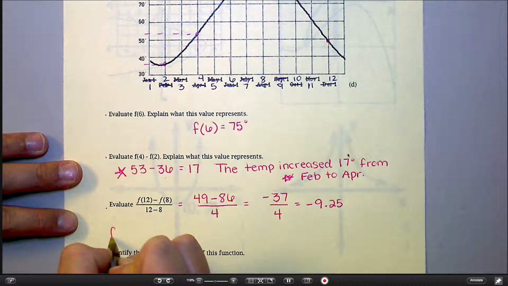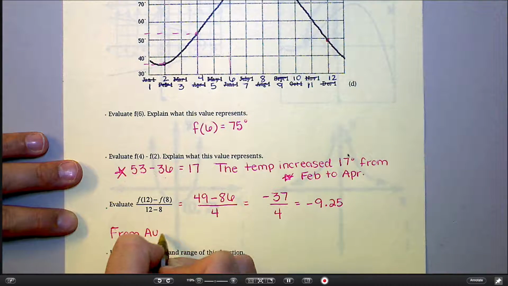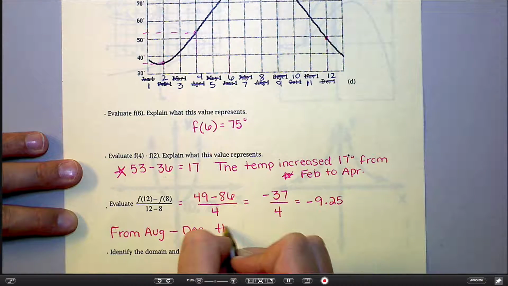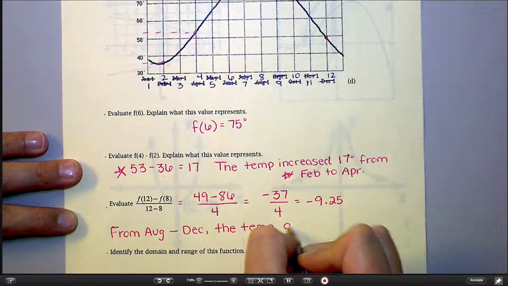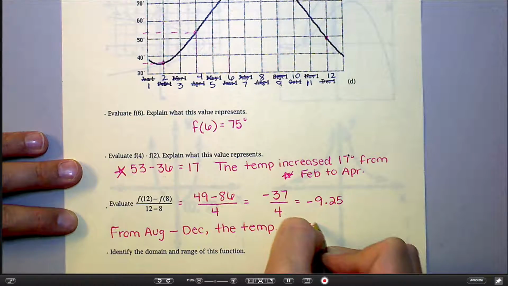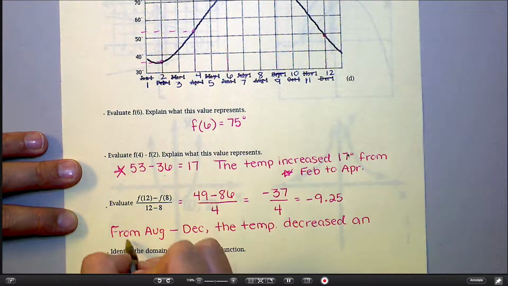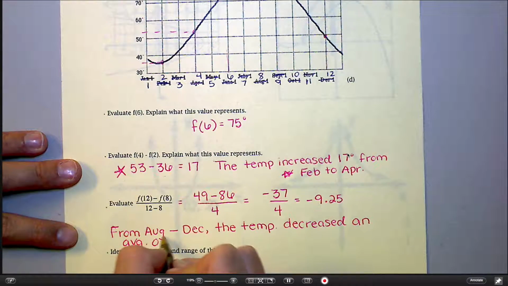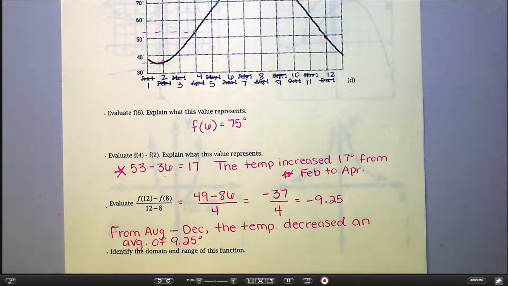So how do I want to word this? From August to December, what happened to the temperature? It decreased. An average, because it's not exact, right? It may have gone down more in one month than the other, of 9.25 degrees. And really, in something like that, I would probably just say about 9 degrees per month.